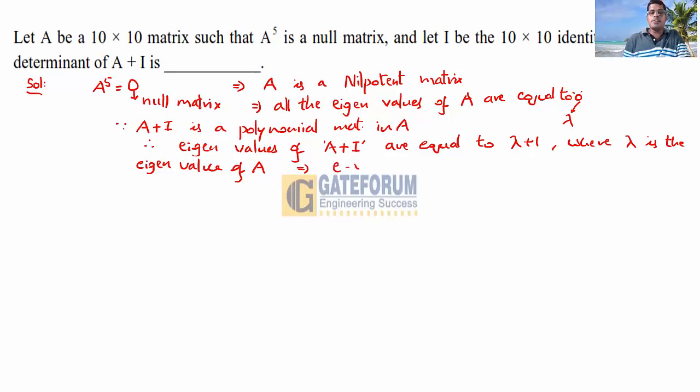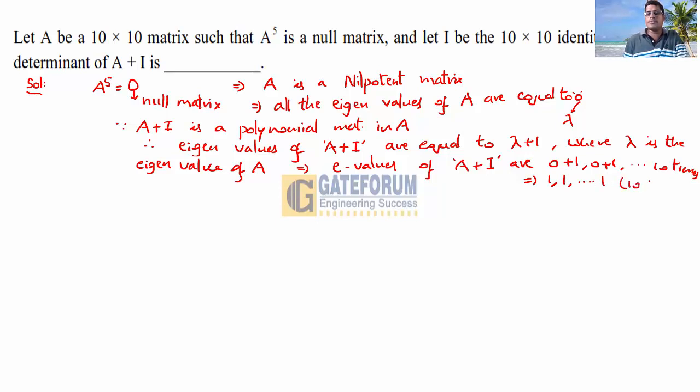Implies eigenvalues of matrix A plus I are 0 plus 1, 0 plus 1, 10 times, because it is a 10 by 10 matrix. So, a 10 by 10 matrix has 10 eigenvalues. It implies 1, 1, 1, and so on, 10 times. So, all the eigenvalues of the matrix A plus I are equal to 1.